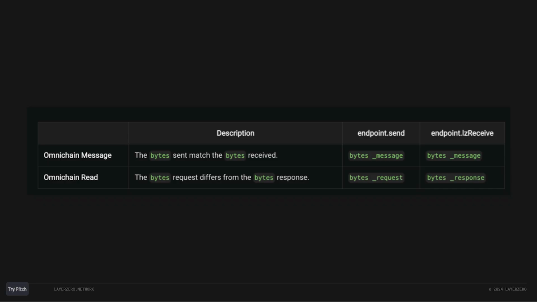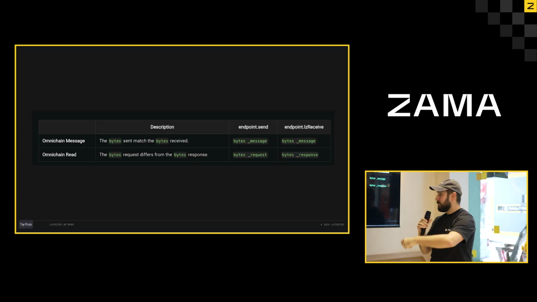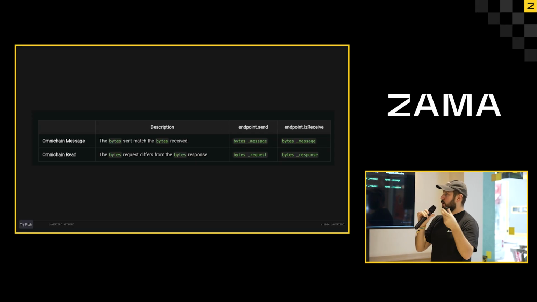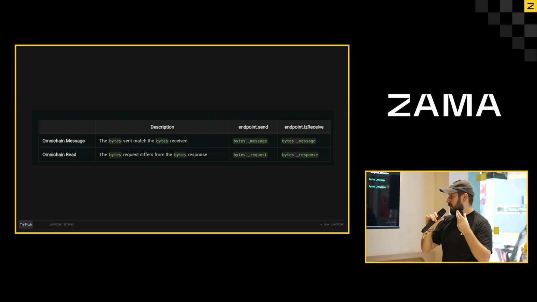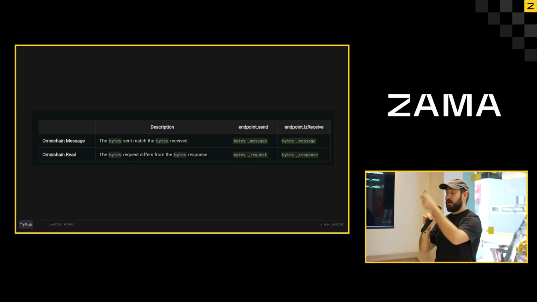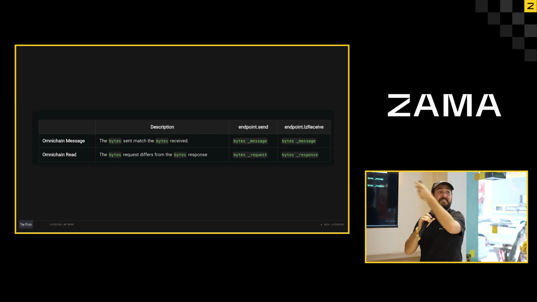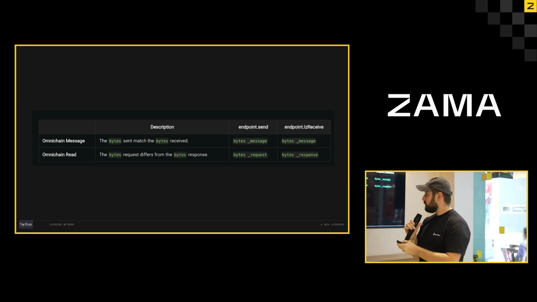Outside of that, the way that LZ Read is different from normal LayerZero messaging is that with a normal LayerZero message, when you send some arbitrary bytes data, that's the bytes that you receive. So a bytes message gets sent, a bytes message gets received from the endpoint. With LayerZero Read, it's slightly different in that the bytes that you request differ from the bytes that you respond with. So a request is sent out and emitted as a packet event, and then a response is delivered back to the source chain.